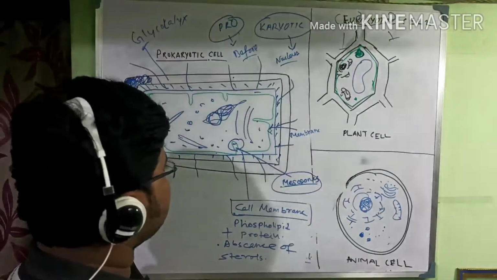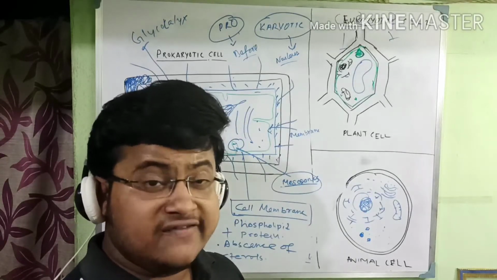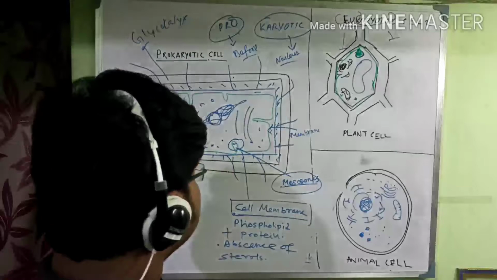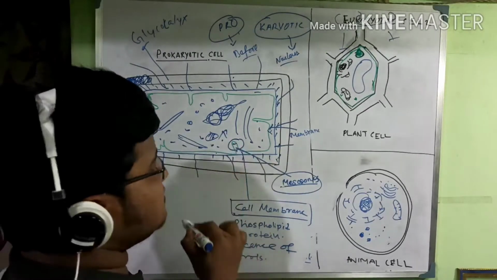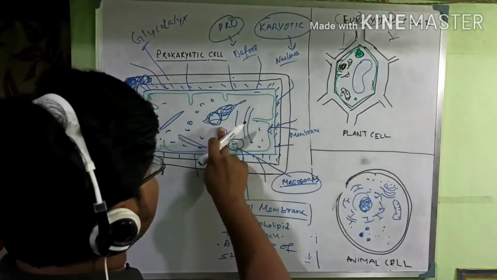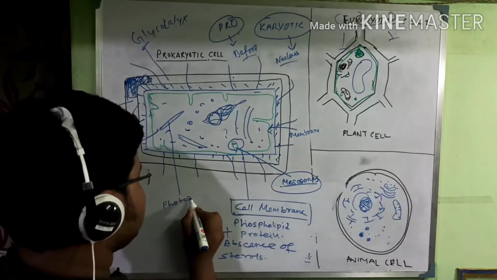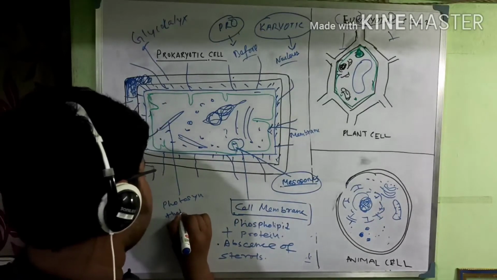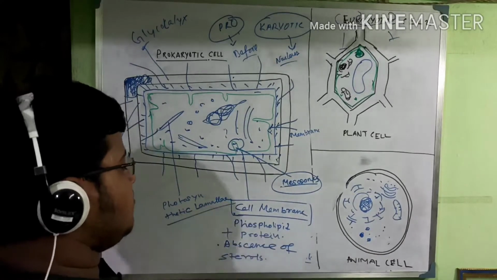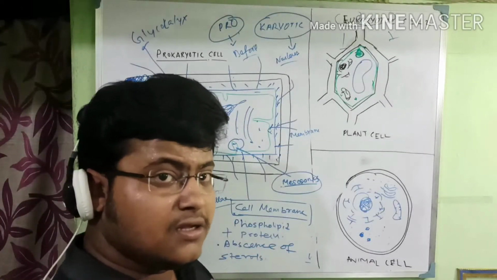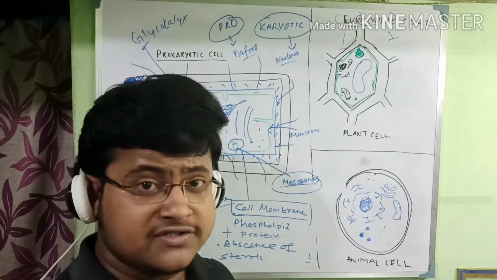Now, the bacterial cell also contains photosynthetic lamellae. They do not have any type of plastid. They have the photosynthetic lamellae. These are the photosynthetic lamellae. They consist of the pigments and enzymes for the light reaction of photosynthesis.